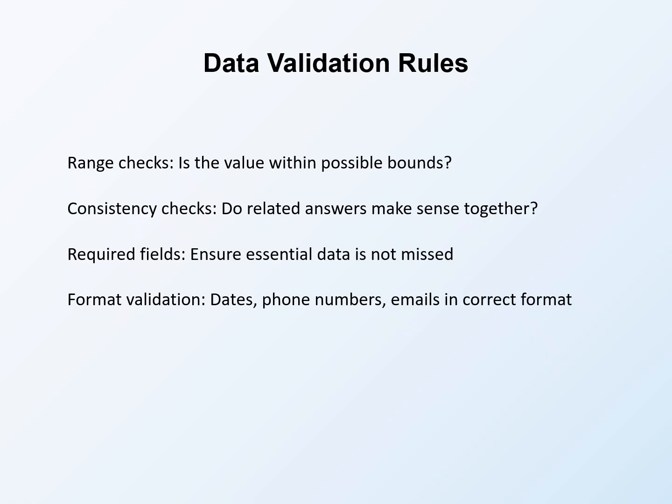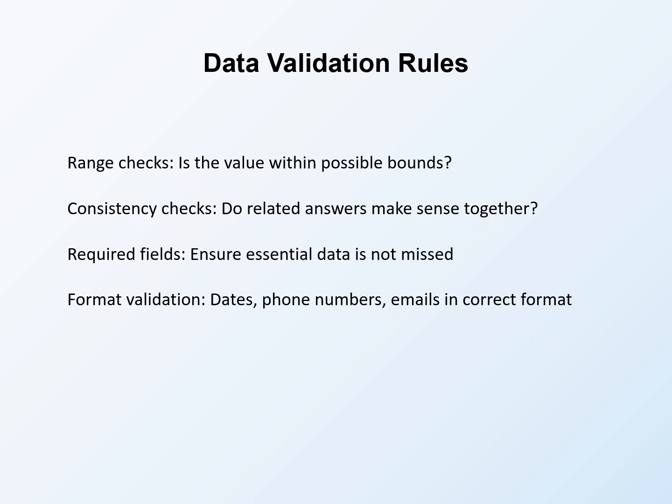Consistency checks ensure related answers make sense together. If someone reports being pregnant, they shouldn't also have reported being male in an earlier question. The form can flag contradictions. Required fields ensure essential data isn't missed. Paper forms come back with blank fields that should have been answered. Digital forms can require answers before proceeding.